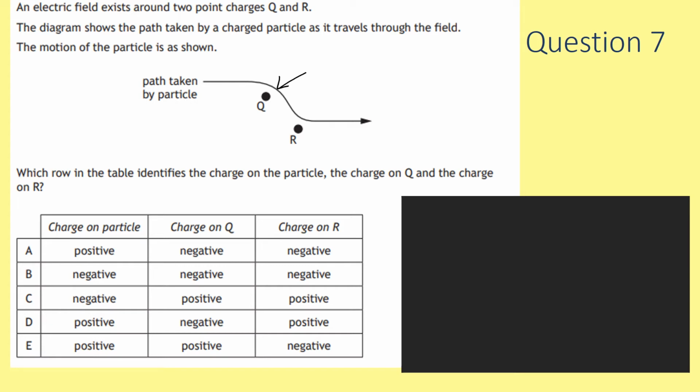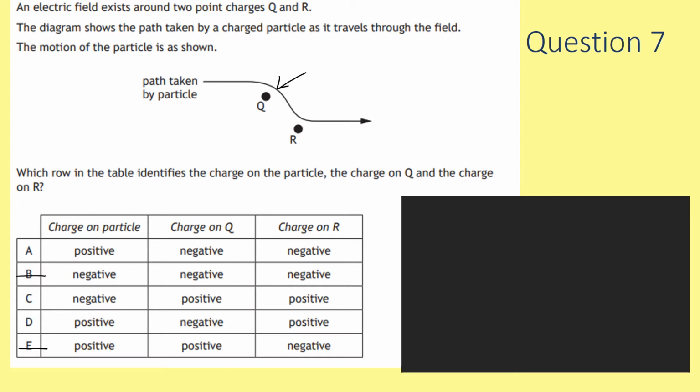In our options from A to E, we're looking for the charge on the particle and the charge on Q to be the opposite of each other. So A is a possibility, B must be incorrect because they have the same charge. Similarly, E must be incorrect because they have the same charge.